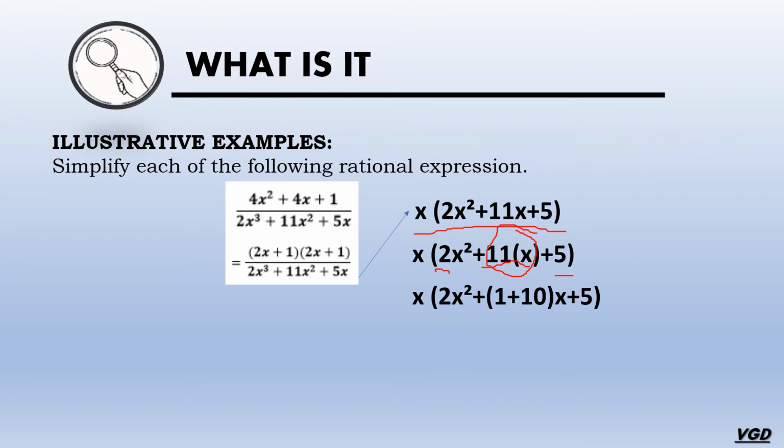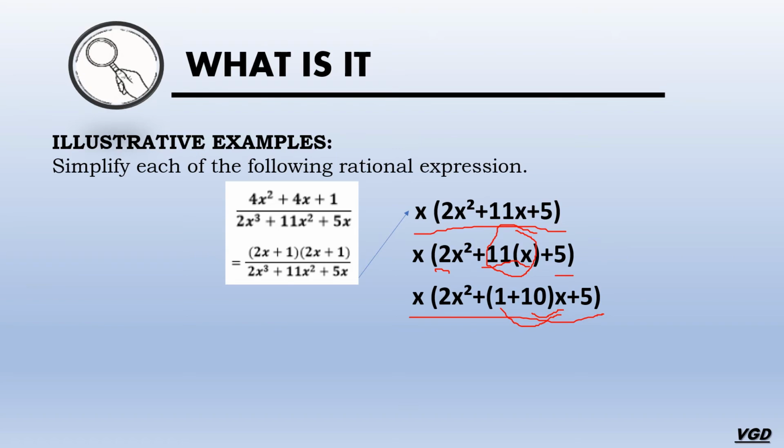So in this case, we will be able to have this new expression, x times the quantity of 2x squared plus 1 plus 10 times x plus 5. Applying the distributive property of multiplication, 1 times x, then 1 times 10. So 1 times x is equal to x, then 10 times x is equal to 10x. So adding them both, it will still result to 11x.